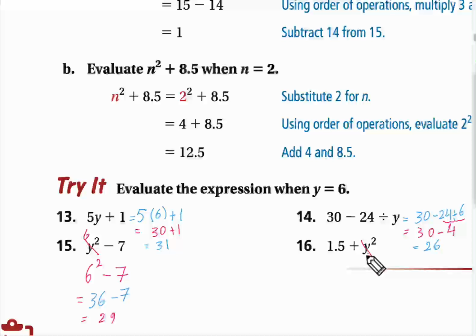What number for the y? 36. No, you mean using the power. But I should write first the expression, then I will calculate. Okay, let's do it. So 1.5 plus, remove the y and write 6. So 6 to the power 2. Now start the calculations.